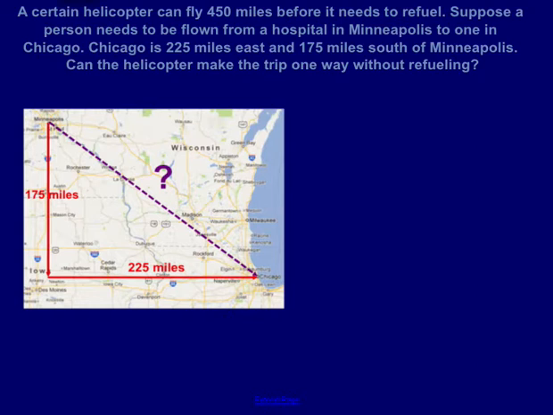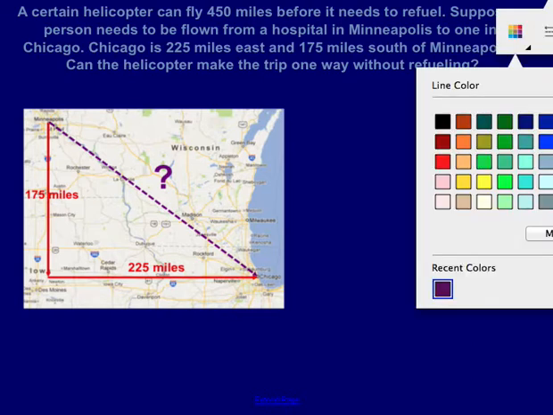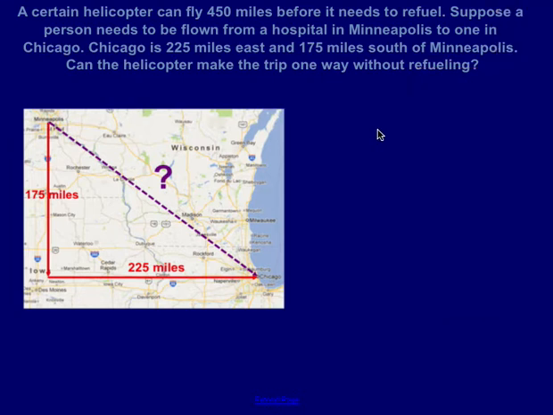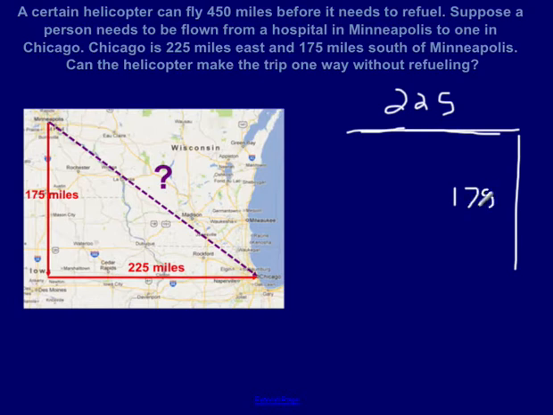A certain helicopter can fly 450 miles before it needs to refuel. Now we're trying to fly from Minneapolis to Chicago. Chicago is 225 miles east, and then it is 175 miles south. So we want to figure out if they can make it one way without refueling.